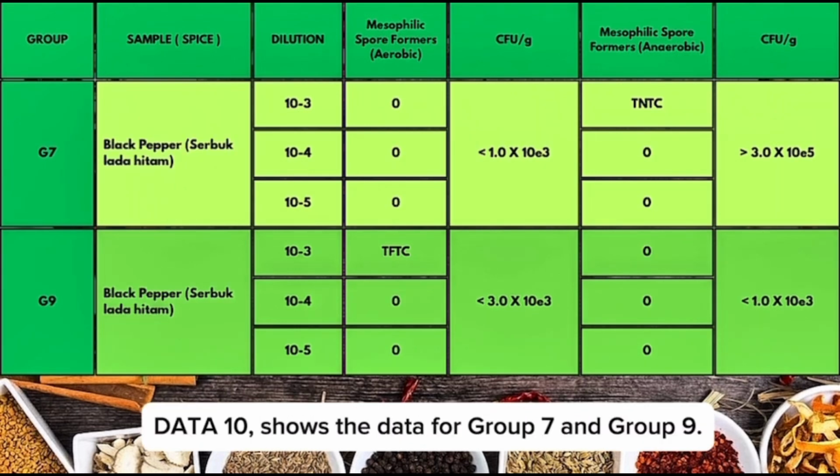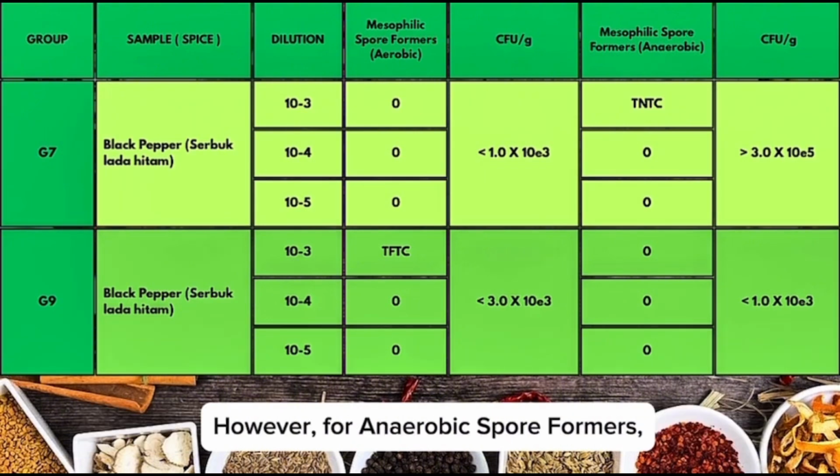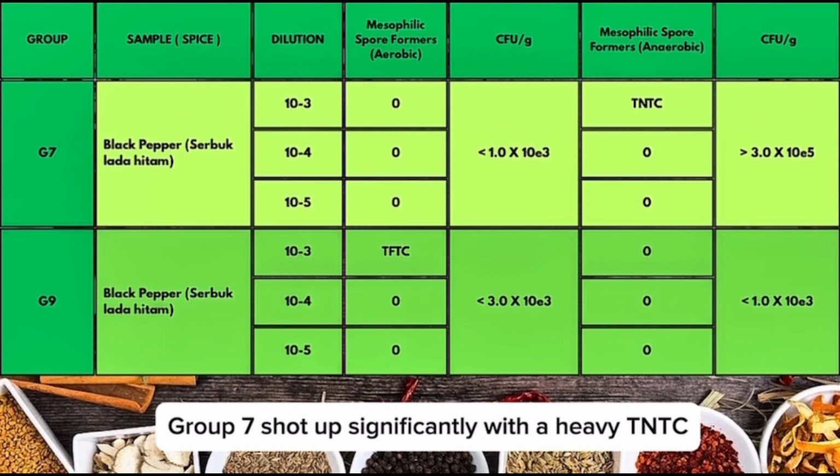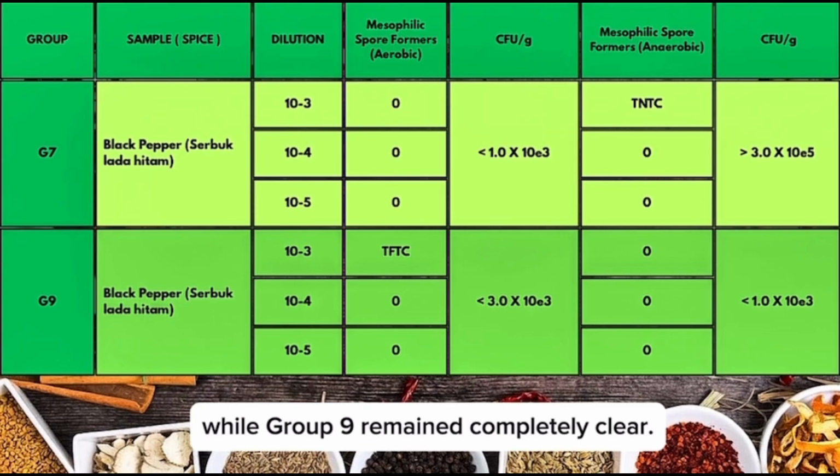Data 10 shows the data for group 7 and group 9. For aerobic spore formers, both groups show 0 growth. However, for anaerobic spore formers, group 7 showed up significantly with a heavy TNTC value higher than 3.0 times 10 to the power of 5 CFU per gram, while group 9 remained completely clear.